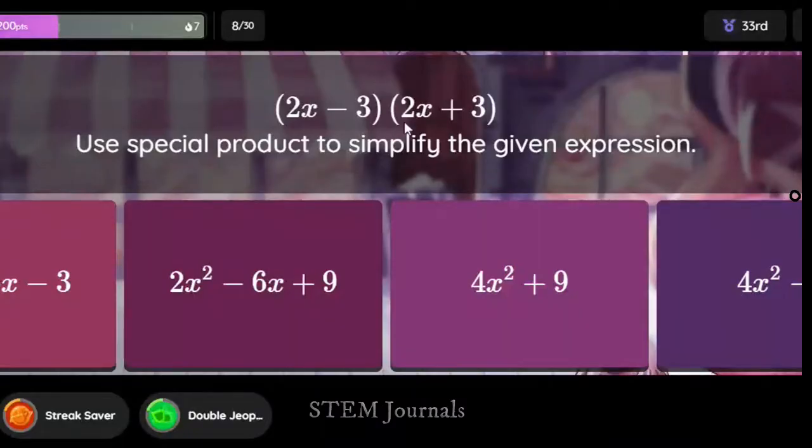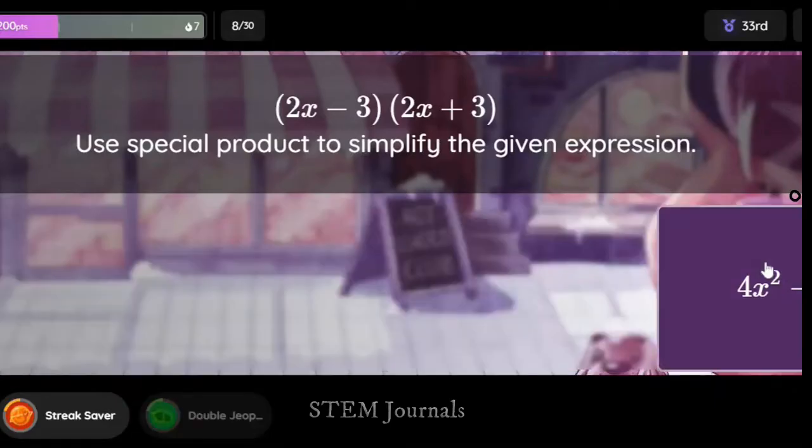Basta makita nyo lang na parehas yung given, pinapakuha yung product, magkaiba lang yung operation, lagi siyang ang sagot is difference of 2 squares. Meaning, get the square of your first term, and then minus, get the square of your last term. Yun na yun. You can use the FOIL method, pero mas matagal yun. Pero since may pattern naman tayo for this kind of special product, you can follow that naman.